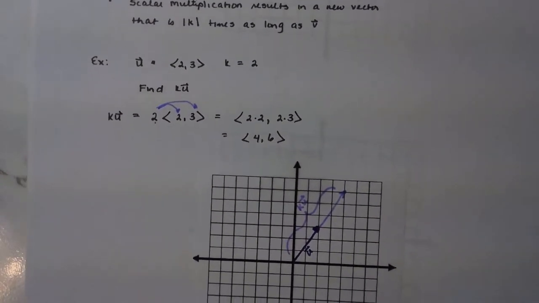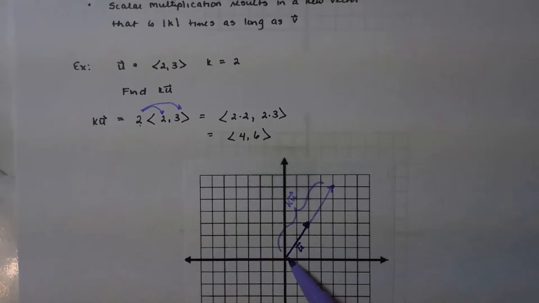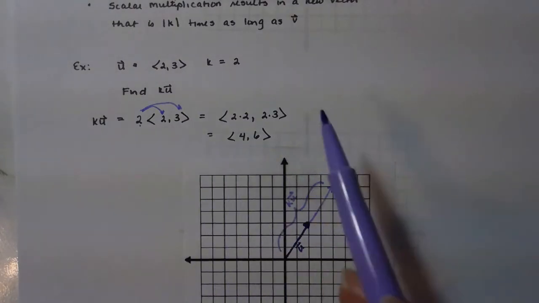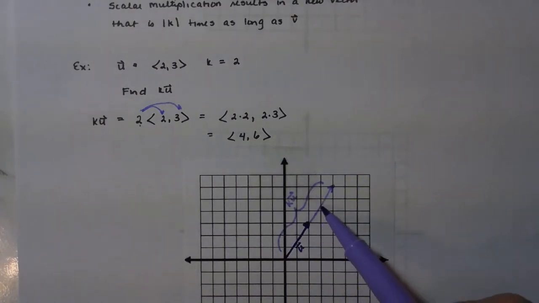And in my little diagram here, the original vector is in dark blue. And when I multiply that by 2, I'm doubling, right? So I expect my new vector to be twice as long as the original. Make sense?